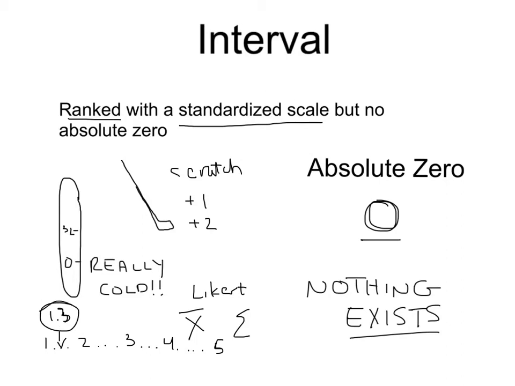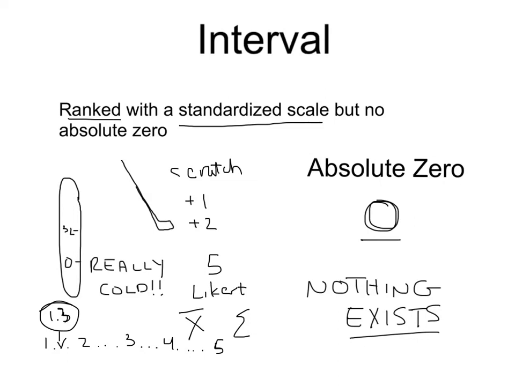So all of a sudden, if we have 5 Likert items, or really anything more than 1 Likert item, we have an interval variable. But notice I don't have a 0 on that scale, a 1 to 5. And if I don't have a 0 point, I can't have a ratio variable. So this is still an interval level of measurement.